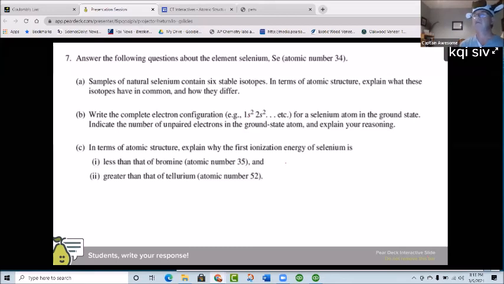Somebody asked how can you tell the number of valence electrons in the table? In general, you can take the group number and subtract 10. So carbon's in group 14, minus 10 would be 4.